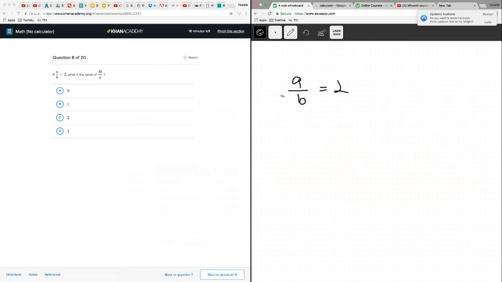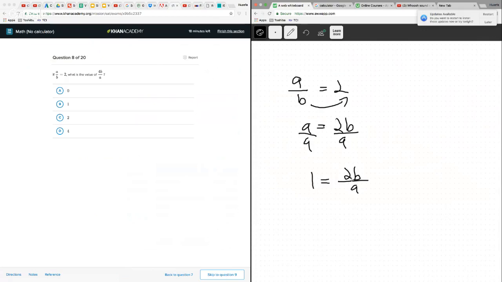How would I do this? Okay, yeah, so I'm going to multiply this times B. So A equals 2B. Oops, oh my gosh, what am I doing? A equals 2B. Then I'm going to divide both sides by A. Divide both sides by A. 2B over A equals 1.